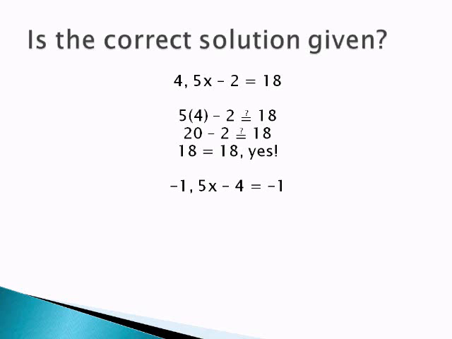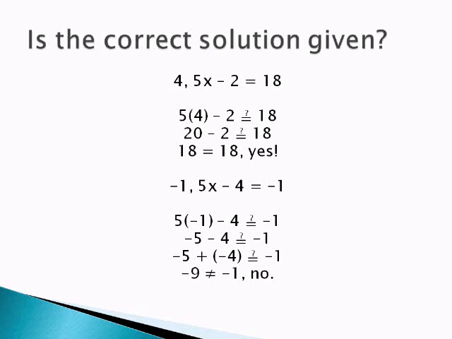Let's try one more. Is -1 the solution to 5x minus 4 equals -1? To test it, we're going to put -1 in place of that x, so we have 5 times -1 minus 4. Multiplication first, 5 times a -1 is a -5. -5 minus 4, we're going to add the opposite, makes it -5 plus a -4. And we know now that that is going to be -9, which is not the same as -1. So no, this is the wrong solution. -1 is incorrect.